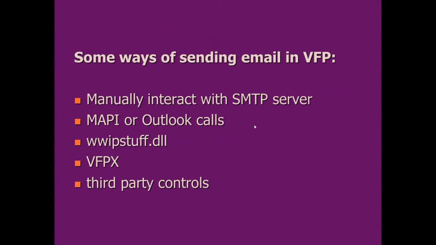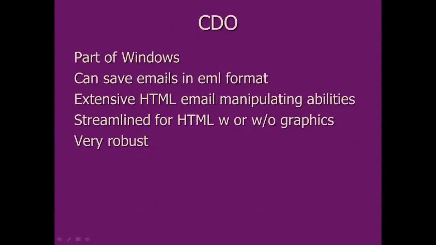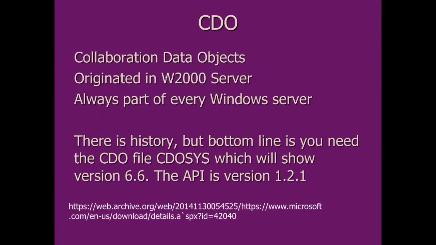We can also use third-party controls. I know I just said I don't like third-party controls, but I'm trying to be honest, so I'm including them on the list. But what we're going to use, our recommendation, which may surprise some people, is CDO. CDO is part of Windows, and it can save emails in EML format. It has extensive manipulation abilities. It's streamlined. It's very robust. It stands for Collaboration Data Objects.